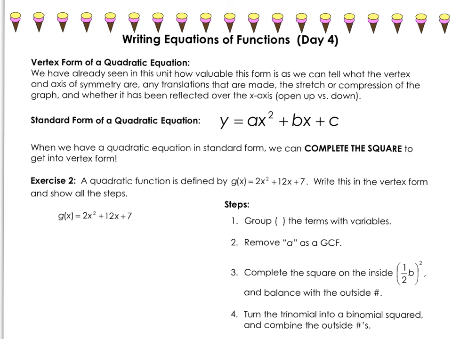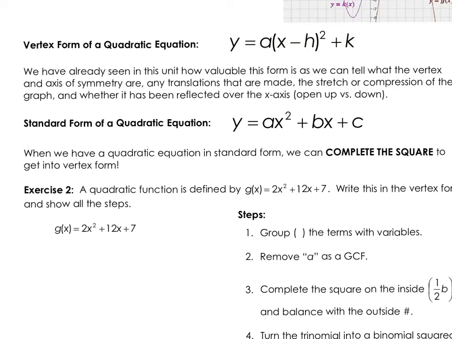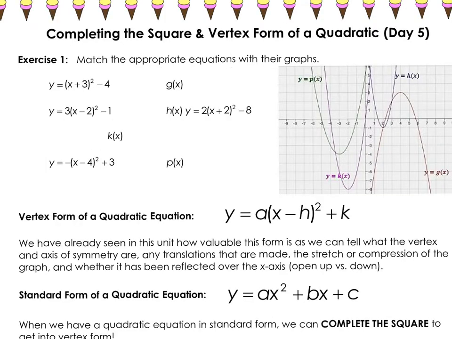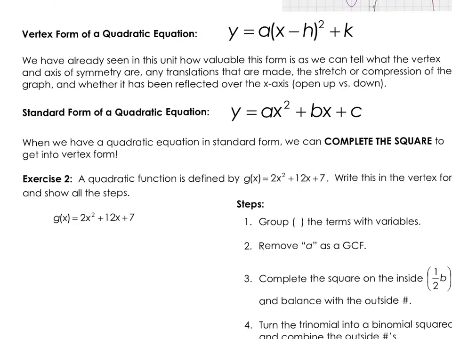Today we're going to talk about writing equations of functions. We're going to start by looking at the vertex form of a quadratic equation, which is y equals a, and then in parentheses x minus h, close parentheses, squared, plus k. We've already seen in this unit how valuable this form is, as we can tell what the vertex and axis of symmetry are, any translations that are made, the stretch or compression of the graph, and whether it has been reflected over the x-axis so that it opens up or down.